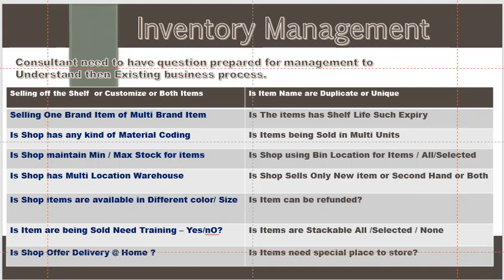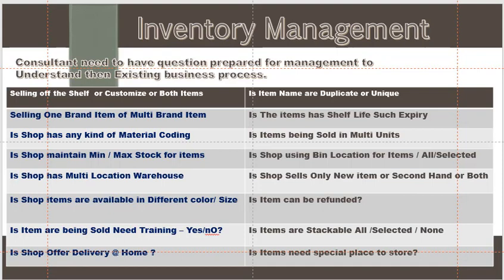Take an example: if you are selling a TV, do you have only one line item for the TV, or do you have a Samsung TV and an LG TV? Is the TV going to be repeated with a unique name, or a single name? The third question is, does the shop have any kind of material coding? Presently in a manual business, how do you pick the material when you sell? Do you just go by the name, or do you say, okay, get me 1001? So is there an established material coding or not?